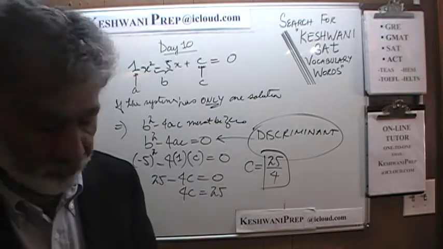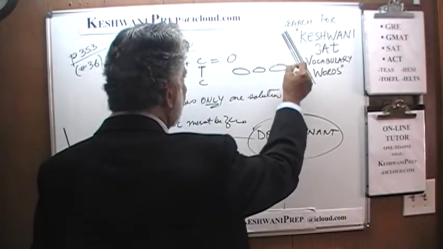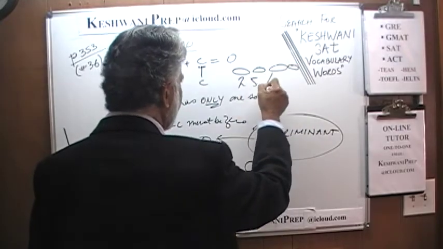So in the grid-in problem, they give us 4 spots to grid in the answer, and we'll simply grid in 25 and then slash and then 4.